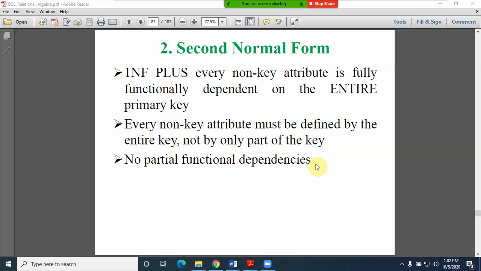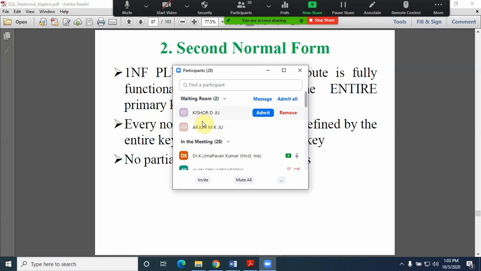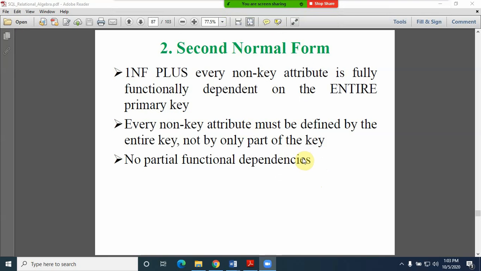And along with that, if you observe the second normal form, as per the analogy, the table must be in the first normal form. And one more important thing is every non-key attribute must be defined by the entire key, not by the partial key. Friends, partial key in the sense, suppose we have key 1 and key 2. If k3 is a non-key attribute, assume that, then k3 must be fully functionally dependent on k1 and k2. No partial dependence should be allowed.